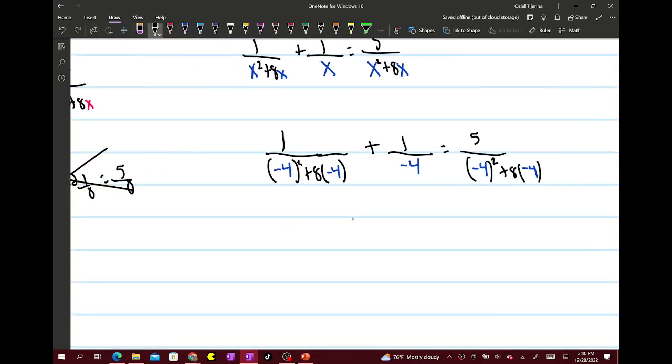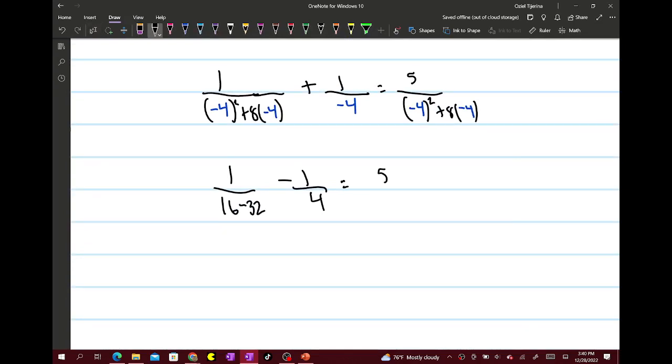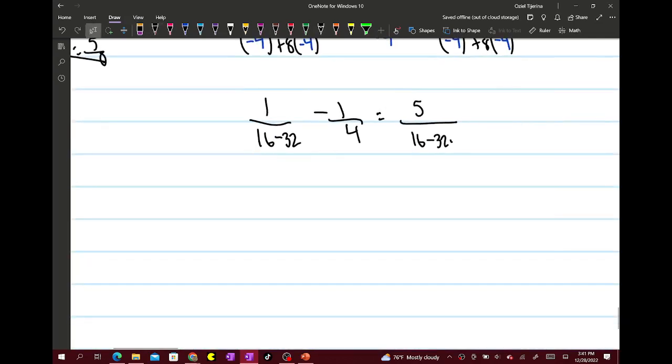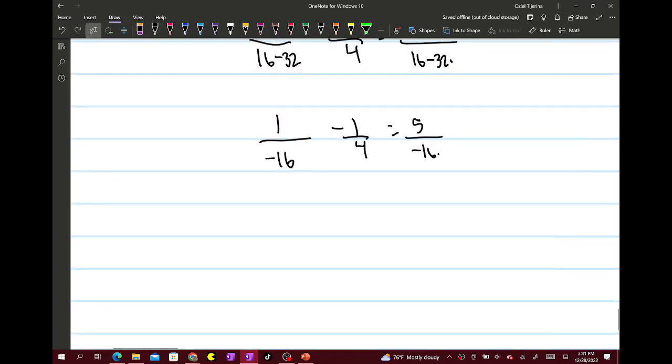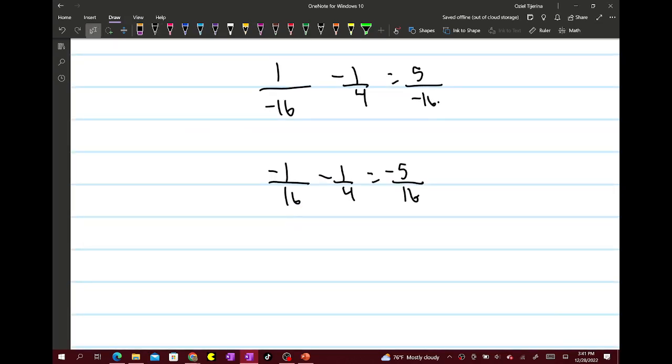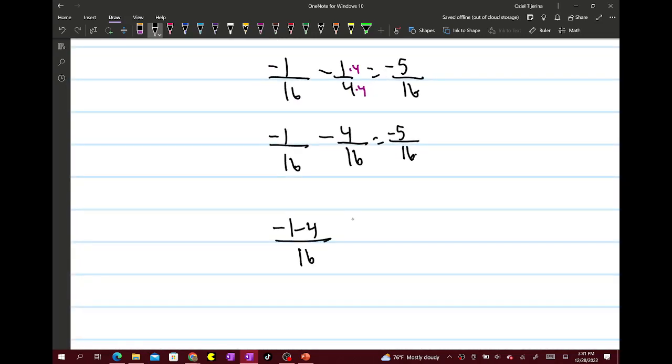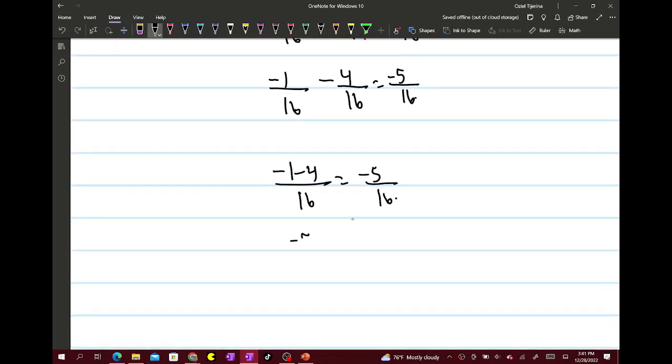So then, this is going to be 1 over 16 minus 32, and then minus 1 over 4, because there's a negative here, so it becomes a negative fraction. And this will be equal to 5 over 16 minus 32. This is 1 over negative 16 minus 1 over 4 equals 5 over negative 16. This is really negative 1 over 16 minus 1 over 4 equals negative 5 over 16. If you get the common denominator, you get negative 1 over 16 minus 4 over 16 equals negative 5 over 16. And so negative 1 minus 4 over 16 equals negative 5 over 16. So that means negative 5 over 16 is negative 5 over 16. So this works, right?